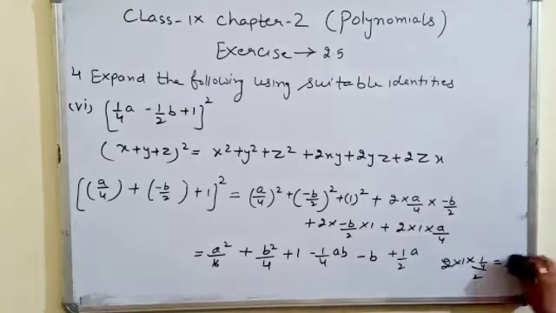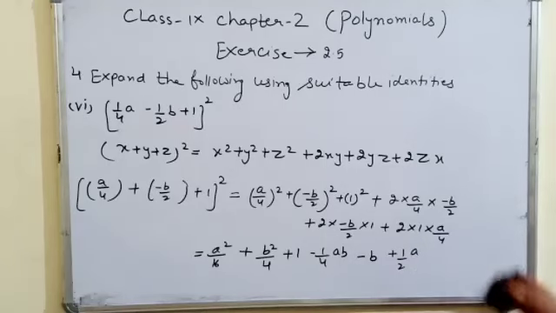So this is the result for part 6. Similarly, by applying the same identity, we can solve any question which has three terms and their whole square. It means if any equation is in the form of A plus B plus C whole square, we can solve it by following the same steps. So let's start with question number 5.